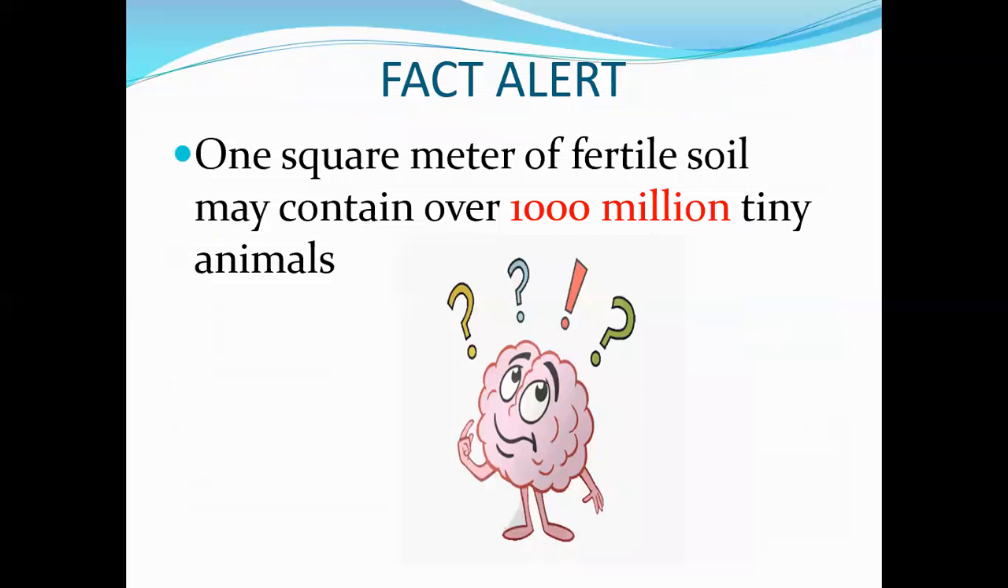Now here comes a very important fact alert. One square meter of fertile soil may contain over thousands of millions of tiny animals. If you check one square meter of soil, there are thousands of millions of tiny animals, known as insects or maybe microorganisms, because this is a very fertile kind of soil. It has all the minerals and nutrients in it. That is why most tiny animals live there. So this is the fact alert for today.